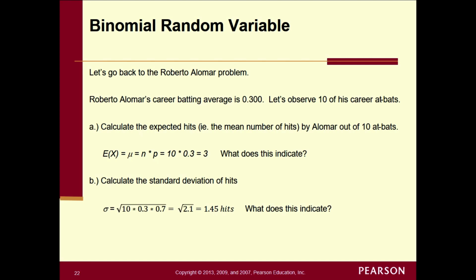Calculate the standard deviation of hits. So we have n is 10, p is 0.3, 1 minus p is 0.7. We multiply all that together, we get the square root of 2.1, which turns out to be 1.45 hits. What does that indicate? Again, we do exactly the same thing. Sometimes you're going to get 0 hits, sometimes 1, sometimes 2, sometimes 3, sometimes 4. We do this over and over again a bunch of times, and we calculate the standard deviation on those numbers. What does it turn out to be? It's going to turn out to be 1.45 for the standard deviation. So that's what that means.